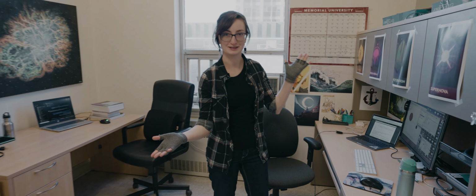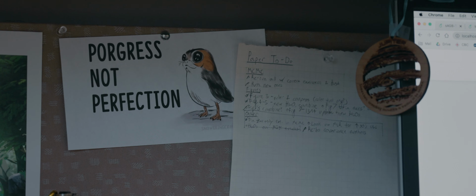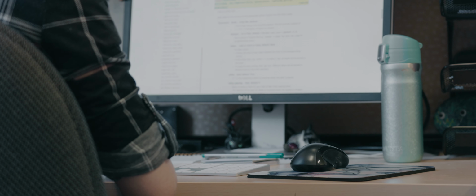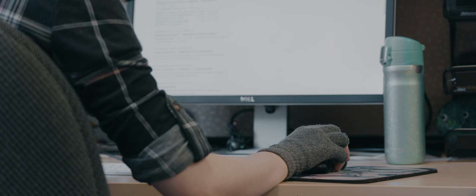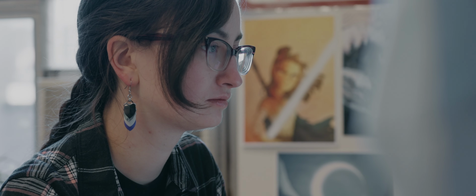So this is my office space, and this is my desk in particular. This is where I've spent the last 5 years as a PhD student, and specifically the time working on this paper. So this is the light curve of HV2112.